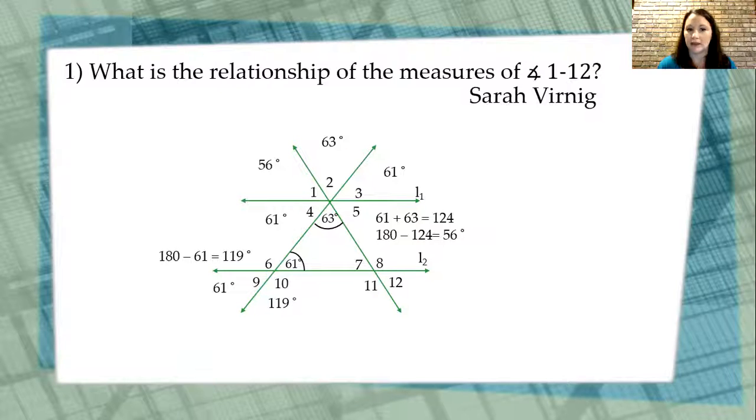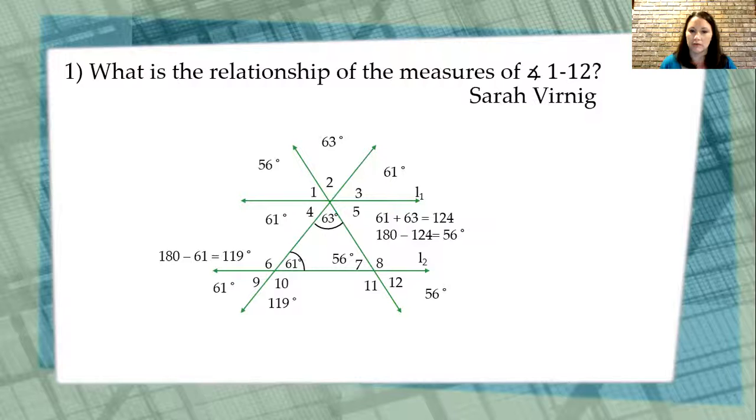Well, we can see that angle 1 is 56 degrees. By knowing that, we know that angle 12 is also 56 degrees. And another way to find angle 7 is, again, we have the 63 and the 61 degrees inside this triangle. We can pretend this is just a triangle by itself. If we add these up and subtract the sum from 180 degrees, we get 56 degrees. So we know angle 7 is 56 degrees.